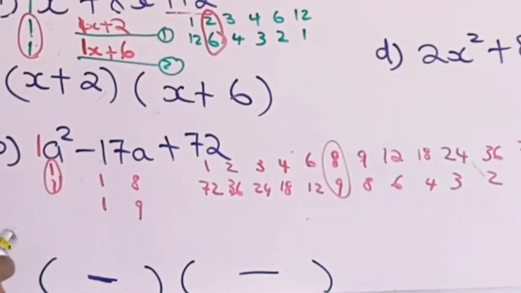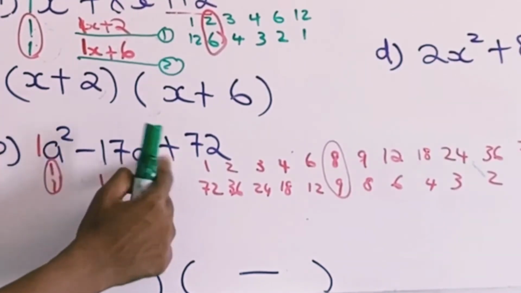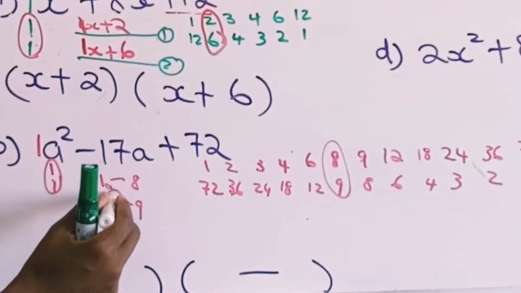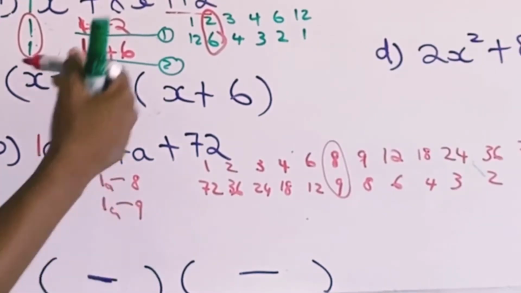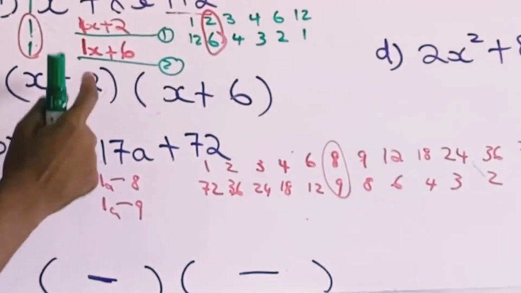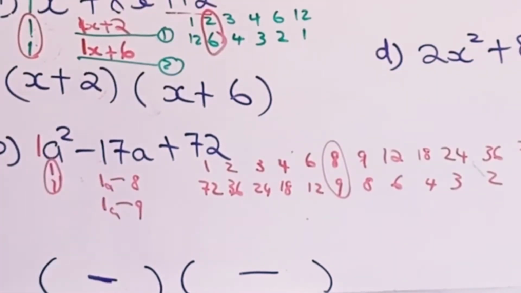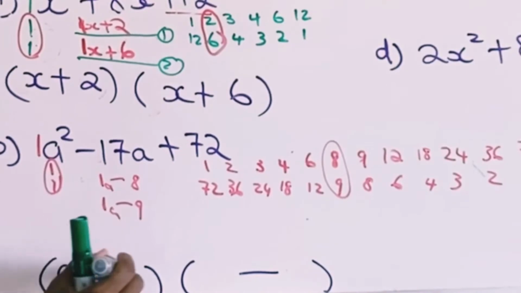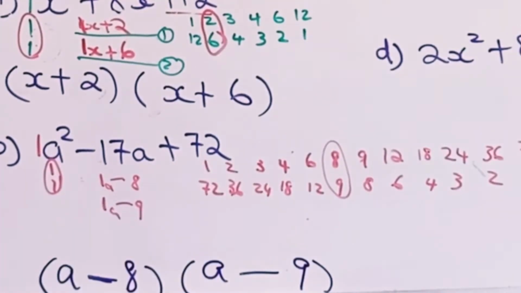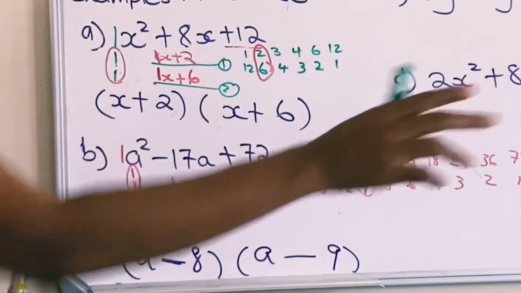I already remember that this means same sign. So it means it's this sign, minus, minus. Also know that this will be A, A because it needs to give me A squared in the end. When I say 1 times 1, 1A times 1A should give me A squared. So it means my final answer will just be A minus 8, A minus 9. And I'm done. So I need to be able to look for those factors.